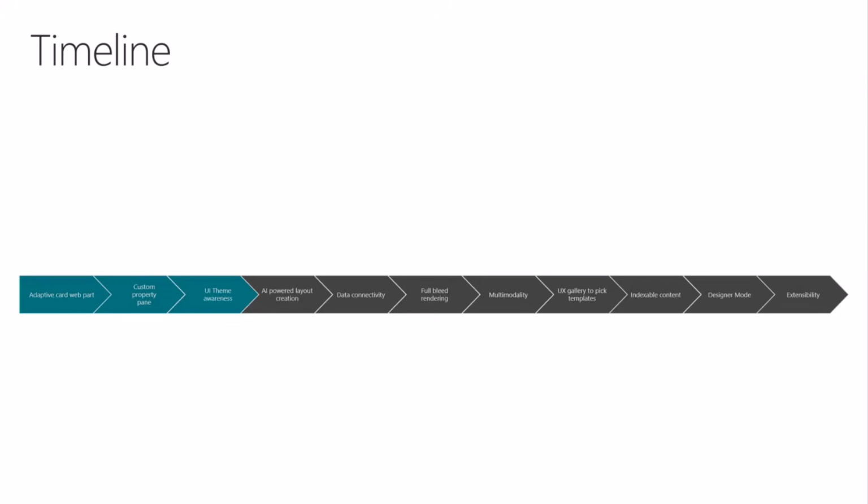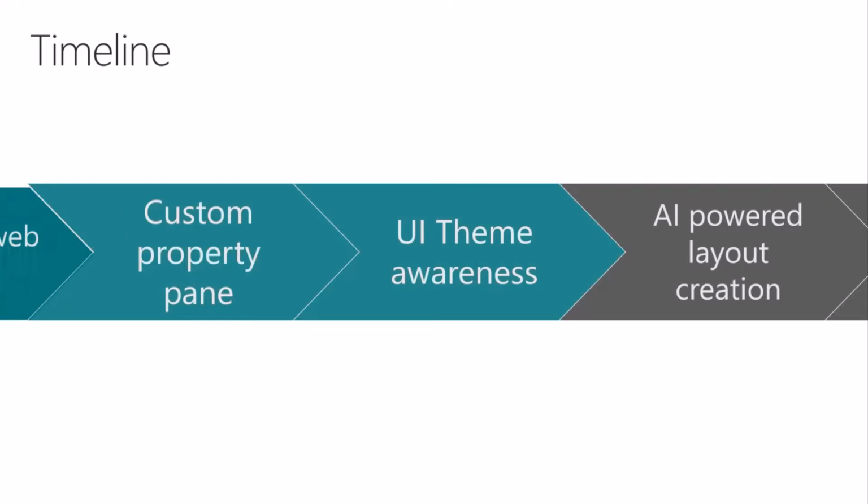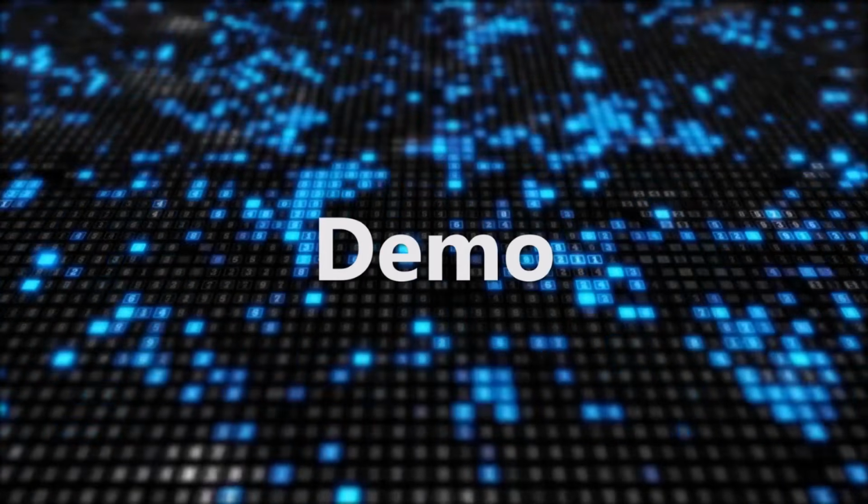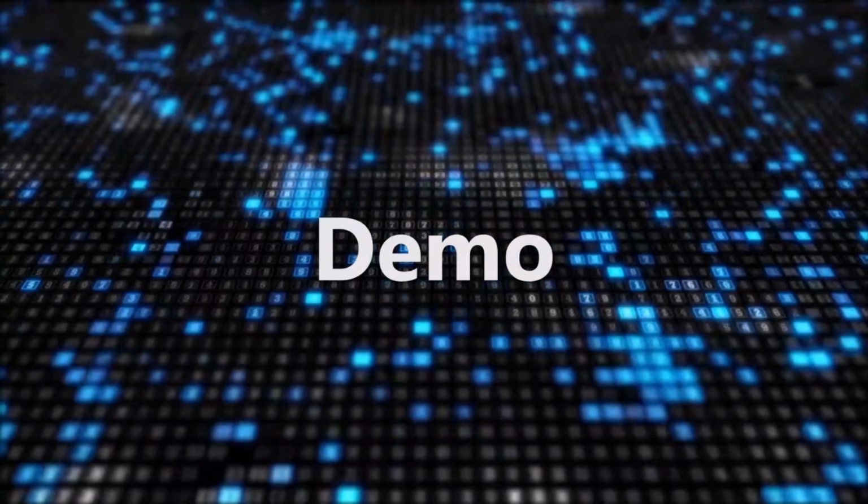All right, so we've already built the web part, we've built the custom property pane, and now what we are doing is we're going to show you how to provide UI theme awareness. What do we mean by that? Well, let's show you a demo.